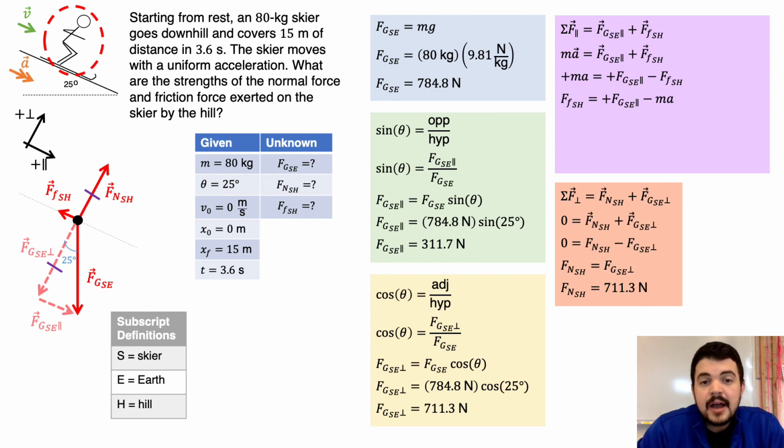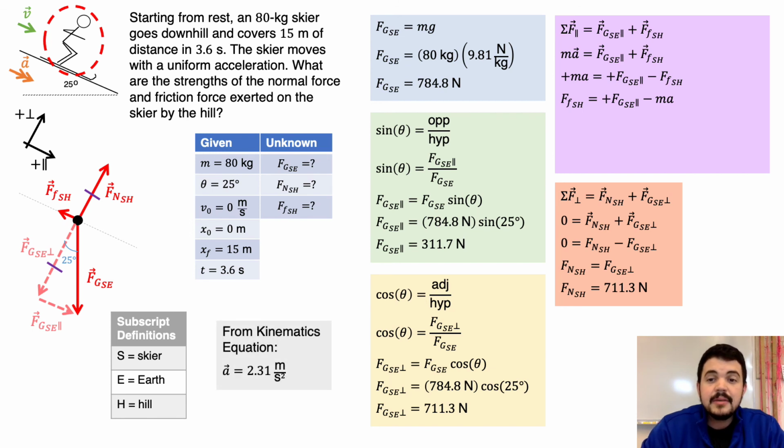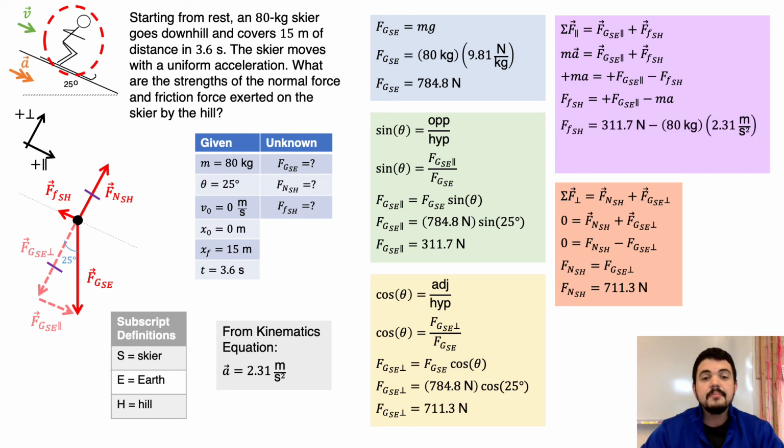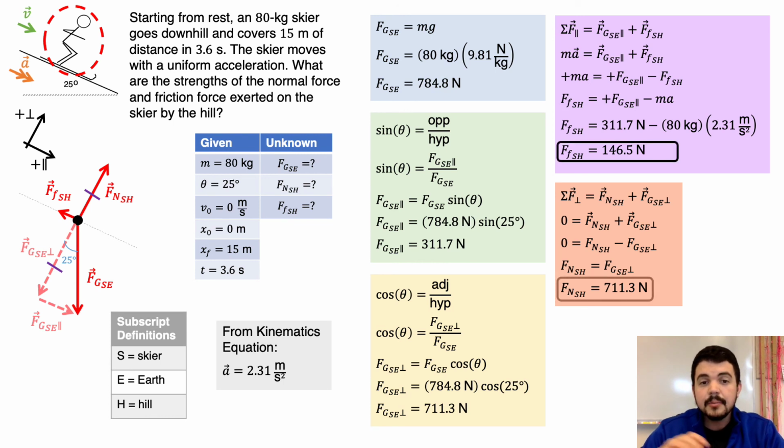And we can go back to the pink box now, because now in that pink box the only thing we don't know is the friction force, because we have this acceleration now from the previous screen. And so if I go to the pink box equation and plug in our values now, we know the parallel component of gravity is 311.7 newtons, we know the mass is 80 kilograms, and we know the acceleration is 2.31 meters per second squared, and that leaves us with a friction force of 146.5 newtons. And now that I have my friction and normal forces, which is what I was looking for, I'm going to put boxes around those so I can say, yes, I did it, here are the values. And that finishes the problem.